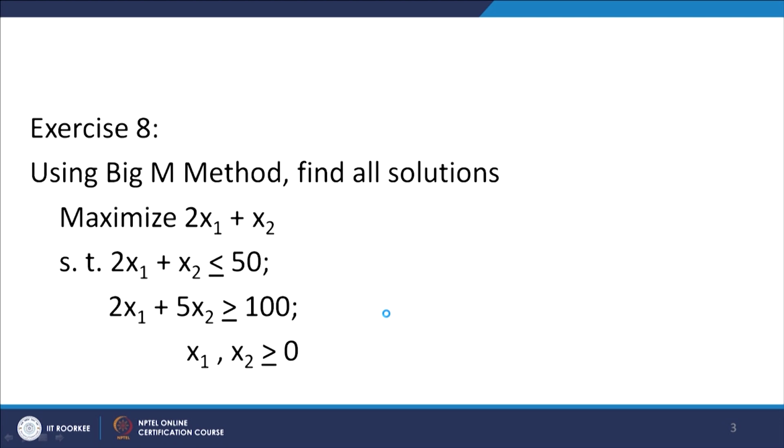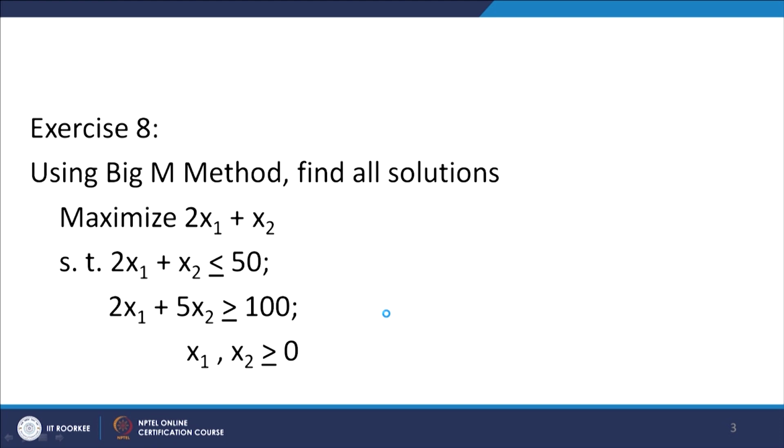Now, exercise number 8 is as follows. Using the big M method, find all solutions to the problem: maximize 2x1 + x2 subject to 2x1 + x2 <= 50, 2x1 + 5x2 >= 100, x1 and x2 both greater than or equal to 0.